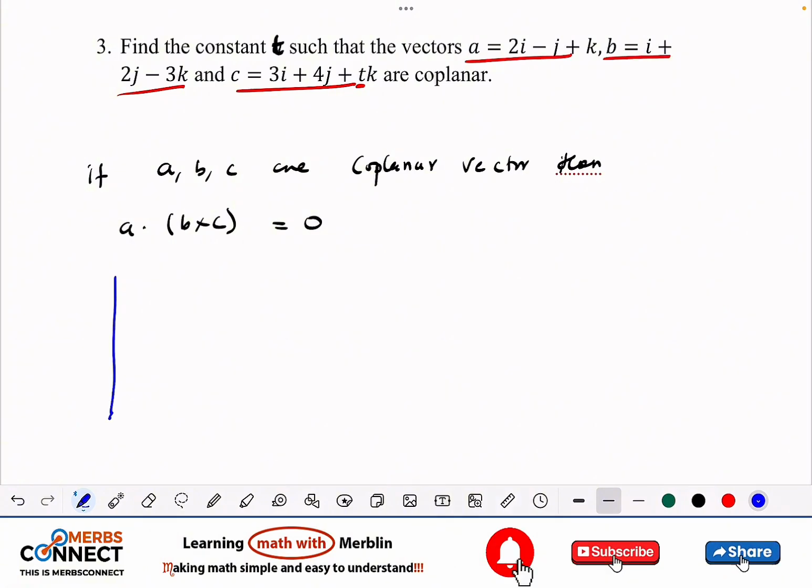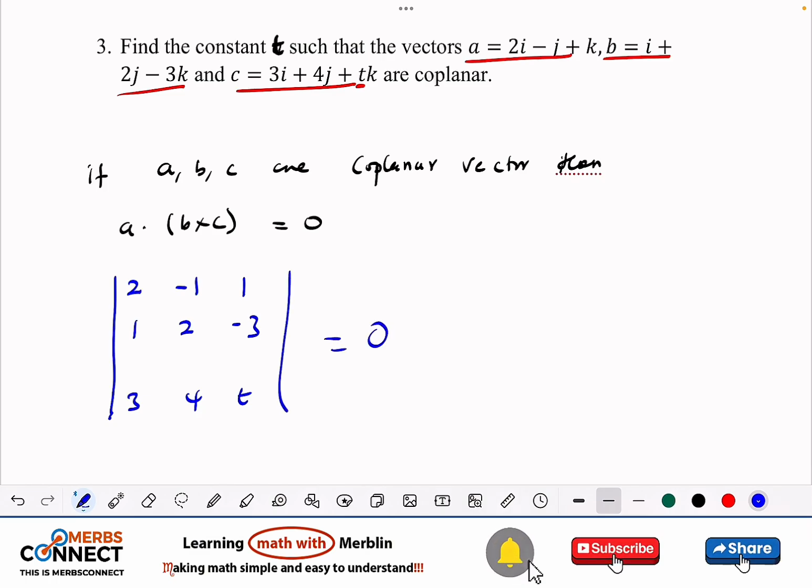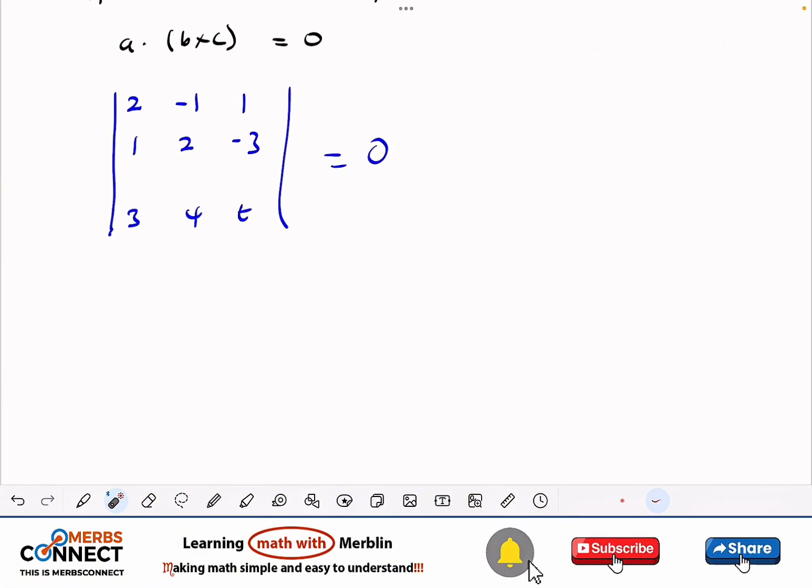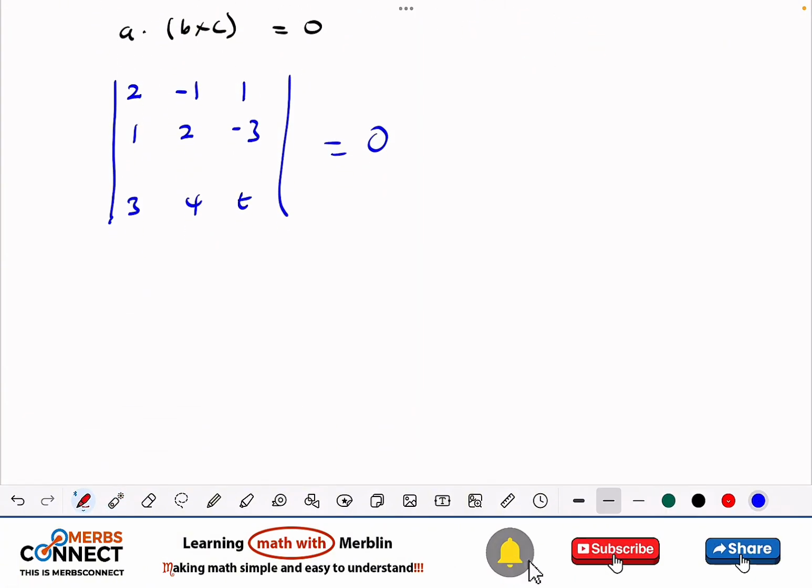So this is going to be, what is A? A is 2, minus 1, and 1. What is B? B is 1, 2, minus 3. And what is C? 3, 4, T. So basically that's what I was talking about. So this one will help us to find T, right? So that is basically what we are looking for. So let's do this and see what we are going to get.